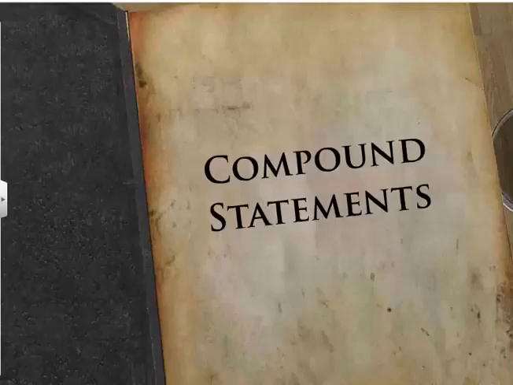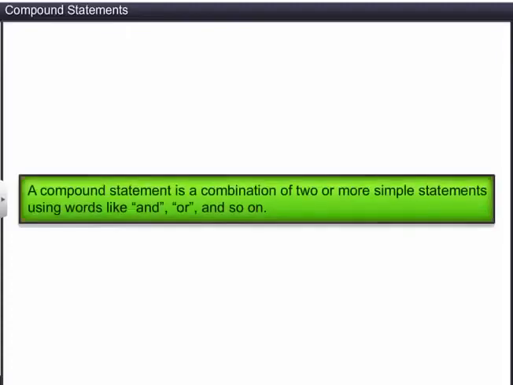In this module, you will learn to justify the truth value of a compound statement and identify quantifiers in mathematical statements. We know that a compound statement is a combination of two or more simple statements using words like and, or, and so on. Such words are called connecting words.